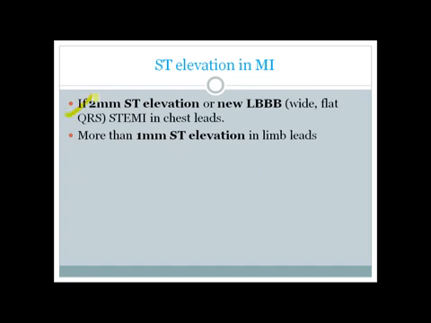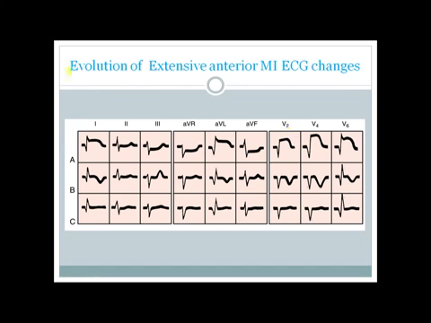The ST elevation in MI is typically more than 2 millimeters in chest leads and more than 1 millimeter in limb leads. Here you can see the evolution of extensive anterior MI changes. Why do you call this extensive anterior? Because, as you can see here, there is ST elevation in lead 1 and also in lead VL. You can see the ST elevation here, and also in leads V2, V4, V6. So there are extensive changes in the anterolateral wall of the heart. That's why we call it extensive anterior MI.